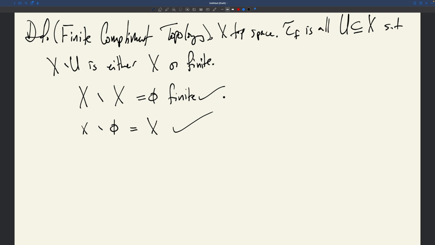Suppose that U is perhaps one of those elements. I should also preface: if X is finite, I think it's fair to say that it's trivial. Otherwise, if it's infinite, then we have some working to do because U itself also might be infinite.